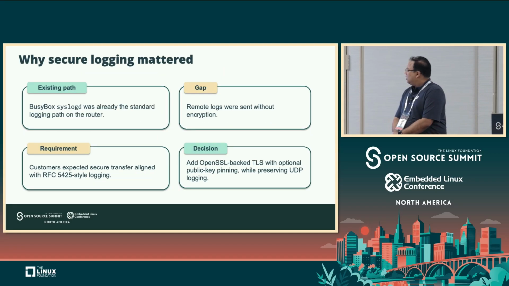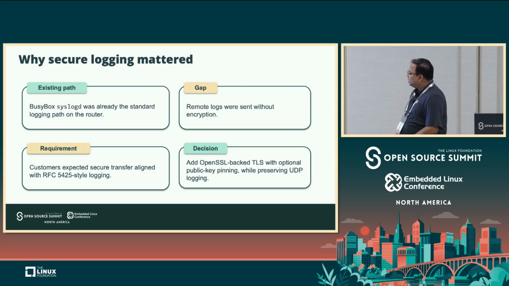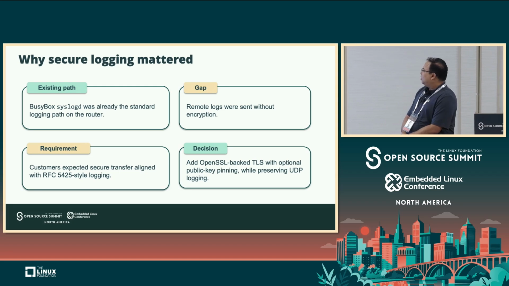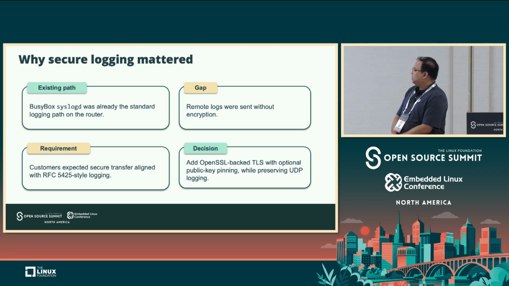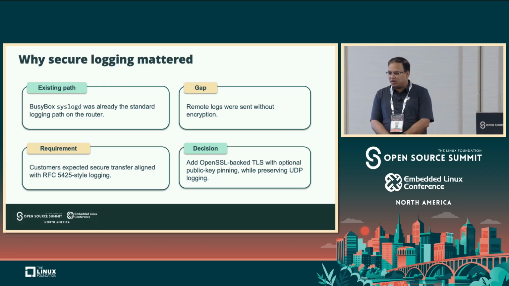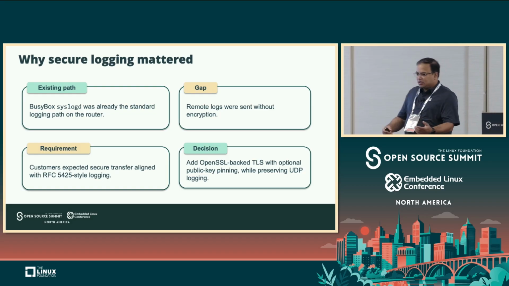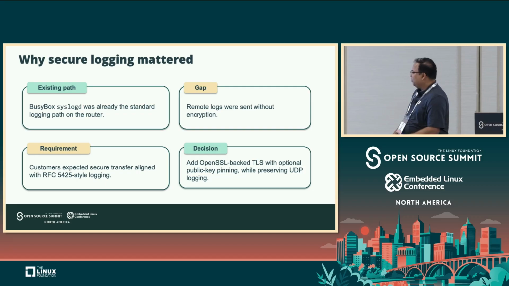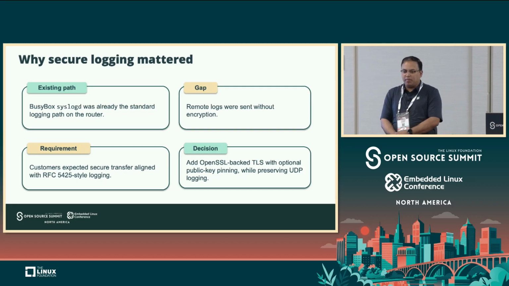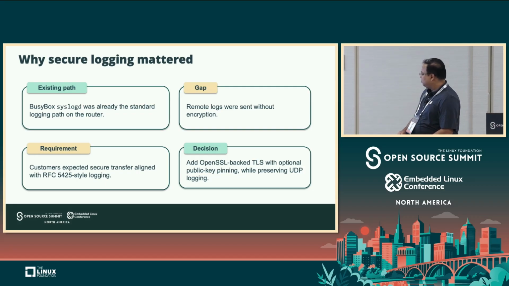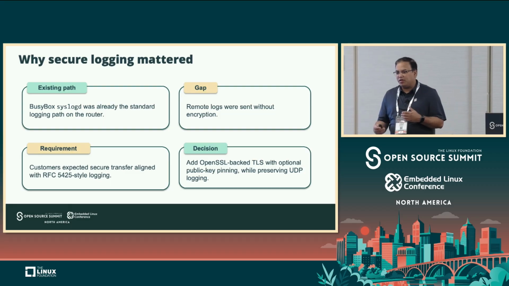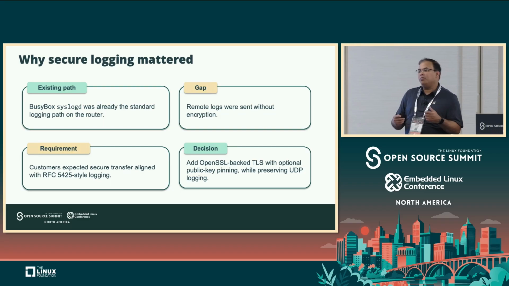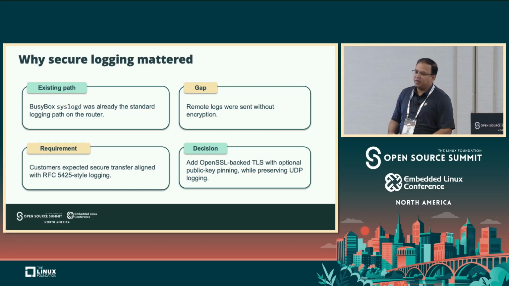The existing path is the standard logging path, which is UDP based. We observed a gap: remote logs were sent without encryption. The customer requirement was to have a secure logging path, so we took the decision to build the OpenSSL-backed TLS. We also added public key pinning, so that if a customer wants to pin the server, they can pin the server.